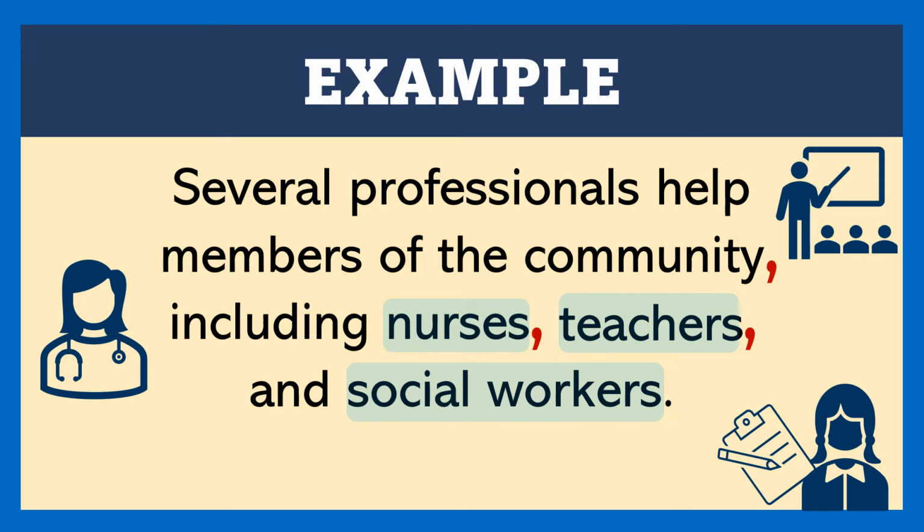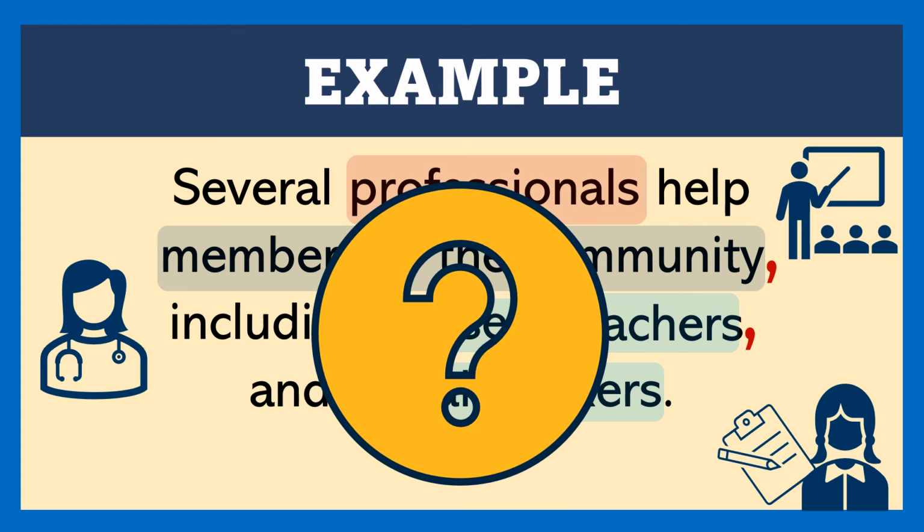The problem here, once the reader sees this list of examples, is they don't necessarily know if this applies to the professionals or to members of the community. So we need to reframe this to make it clear to the reader that the nurses, teachers, and social workers are examples, in this case, of professionals, not community members. So how do we do that?